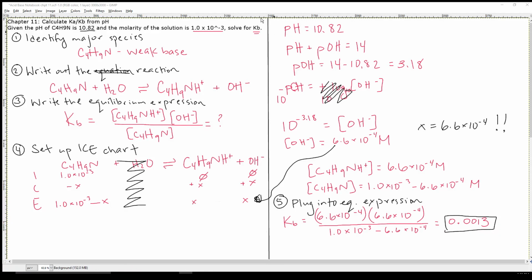So when you get a problem like this and you're stuck, go ahead and do exactly what you would normally do for any problem in this unit. Identify the major species, write out the reaction, and if it's weak, write out the equilibrium expression and set up an ice chart. And from there, see if there's anything that you can figure out. Here we had pH. We could use that to figure out pOH, which we could use to figure out the concentration of OH and go on from there. All right. Hope that helped.